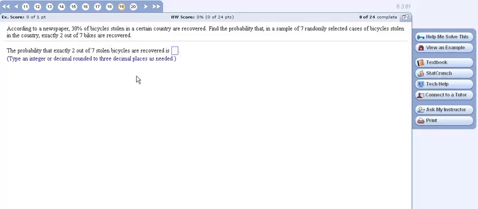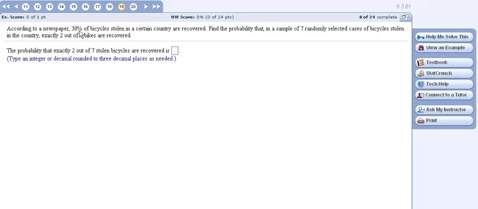So this is a binomial problem, and in order for us to do a binomial problem, we need to know the value of p, we need to know the value of n, and we also need to know the value of x. P is the easiest one to find out because it's always going to be the percentage, the probability of something occurring. So in this case, we're looking at 30%, so p is 0.3.